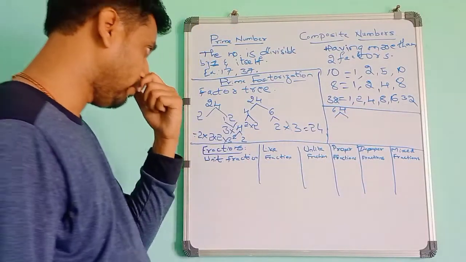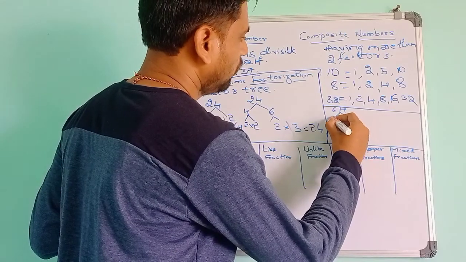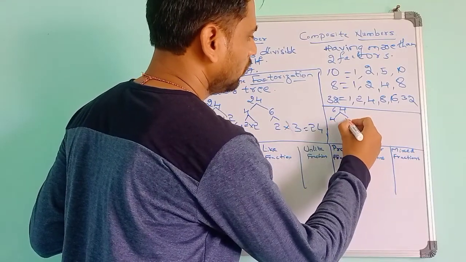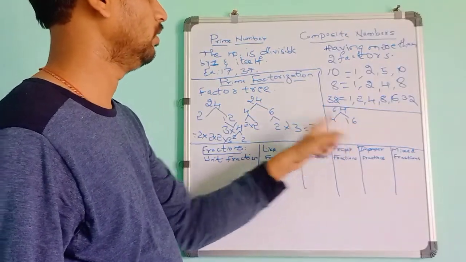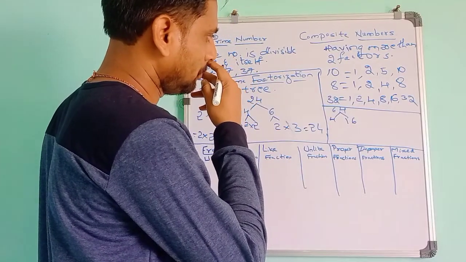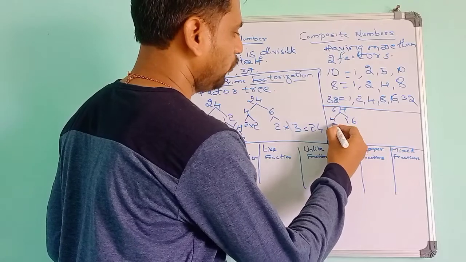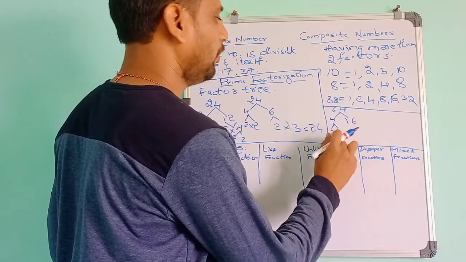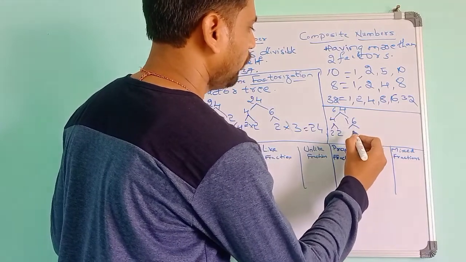So 64 can be split as 4 into 16. 16 fours are 64. So 4 into 16: 4 is not a prime number, so I have to split it again: 2 into 2. So it is a prime number. This is over, and this is continued because 16 is not a prime number.